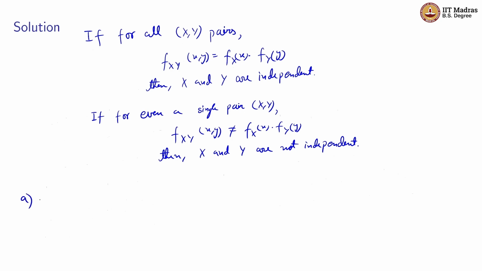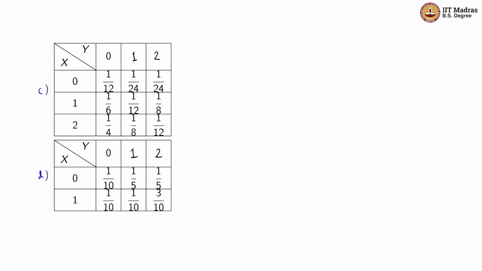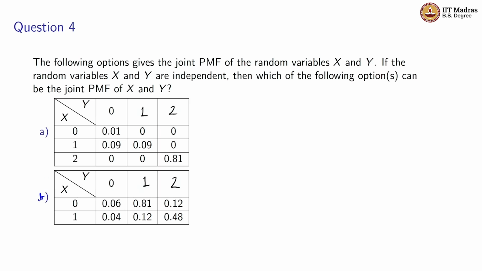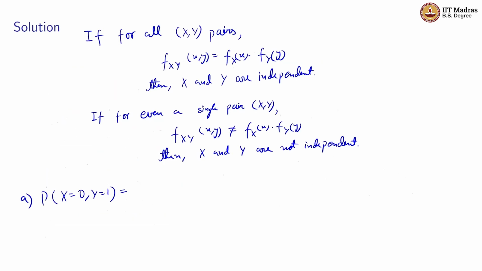So let us start checking the first table, and let us check whether the joint probability that x is equal to 0, y is equal to 1, whether this is equal to product of marginal or not. So from the table, the joint probability that x is equal to 0 and y is equal to 1, this probability is equal to 0, and the marginal x is equal to 0, this is equal to 0.01 plus 0 plus 0, so this is 0.01.